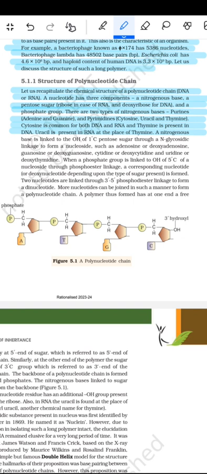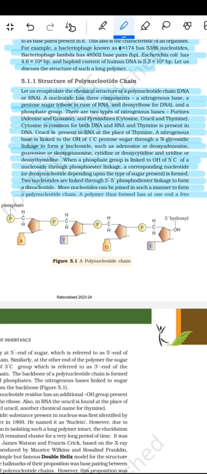A nitrogenous base is linked to the OH of the 1'-C of the pentose sugar through the N-glycosidic linkage to form a nucleoside, such as adenosine or deoxyadenosine, guanosine or deoxyguanosine, cytidine or deoxycytidine, and uridine or deoxythymidine. When the phosphate group is linked to the OH of the 5'-C of a nucleoside through the phosphate ester linkage, a corresponding nucleotide or a deoxynucleotide, depending upon the type of the sugar present, is formed. Two nucleotides are linked through the 3'-5' phosphate ester linkage to form a dinucleotide. More nucleotides can be joined in such a manner to form a polynucleotide chain.